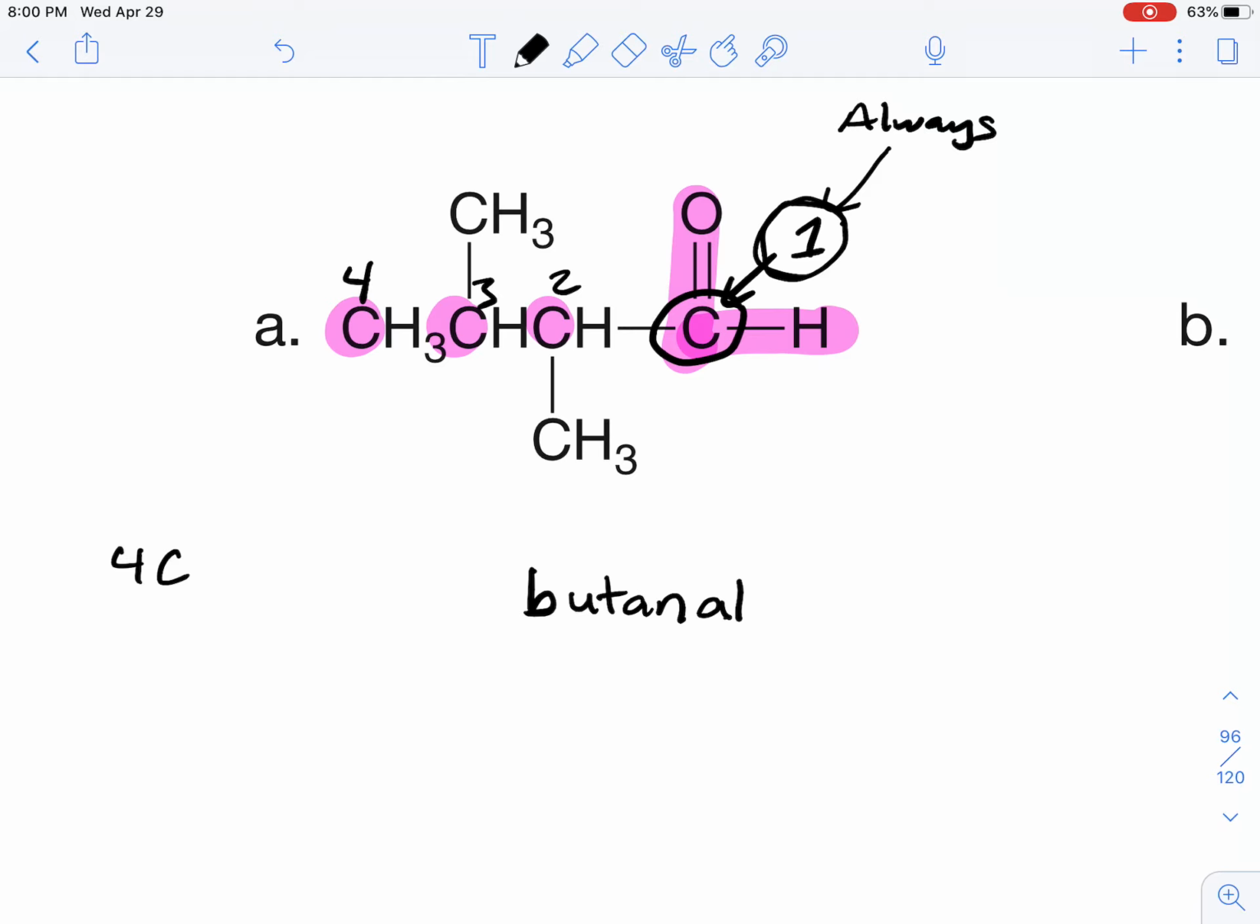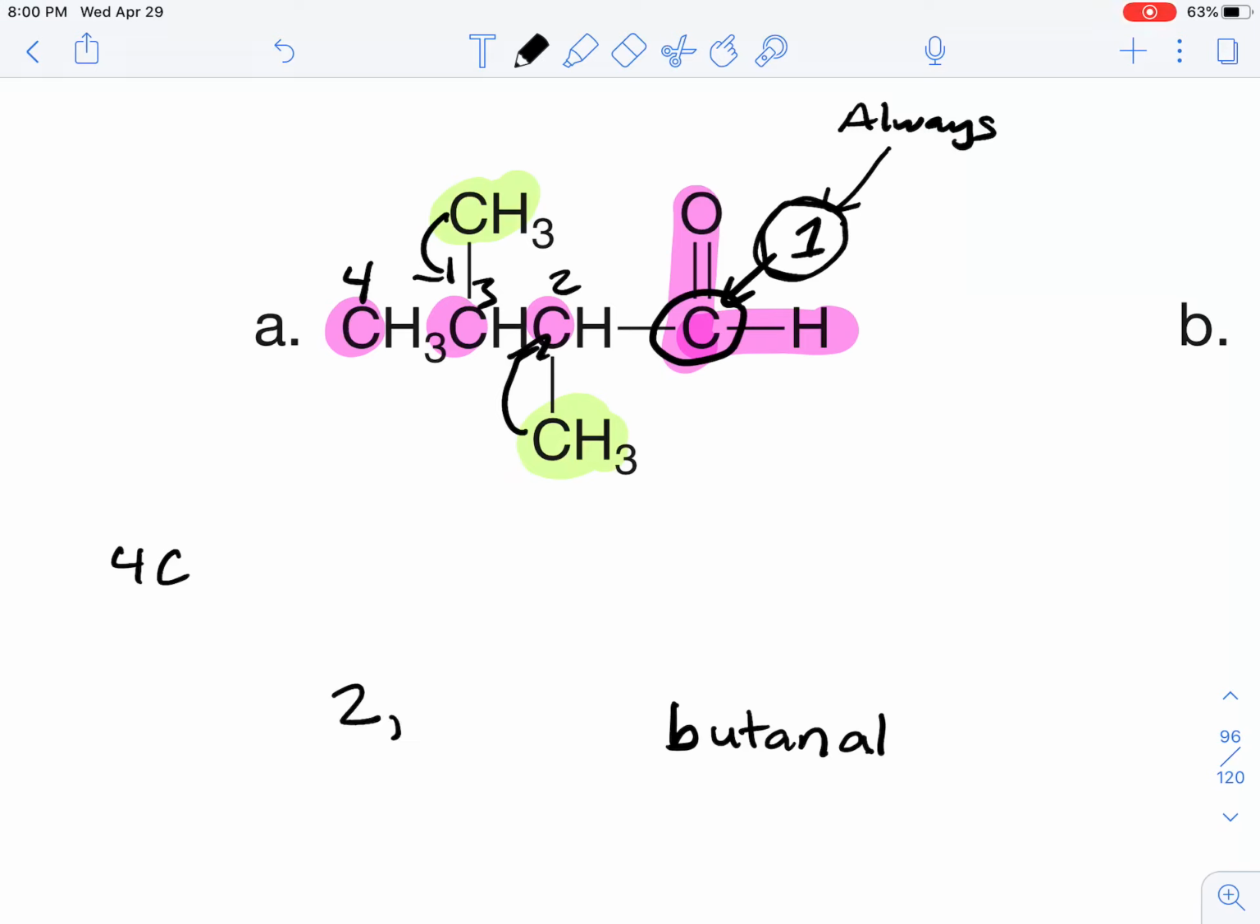And so the only thing that's left for me to do is just to name my substituents, and this is something that you guys should be familiar with by now. And so all the other carbons I didn't highlight, that's going to be in green to represent the substituent. Here I have a methyl group on carbon 2, methyl group on carbon 3. And so since I have two methyl groups, I'm going to go ahead and combine them together and describe them as 2,3-dimethyl butanal.